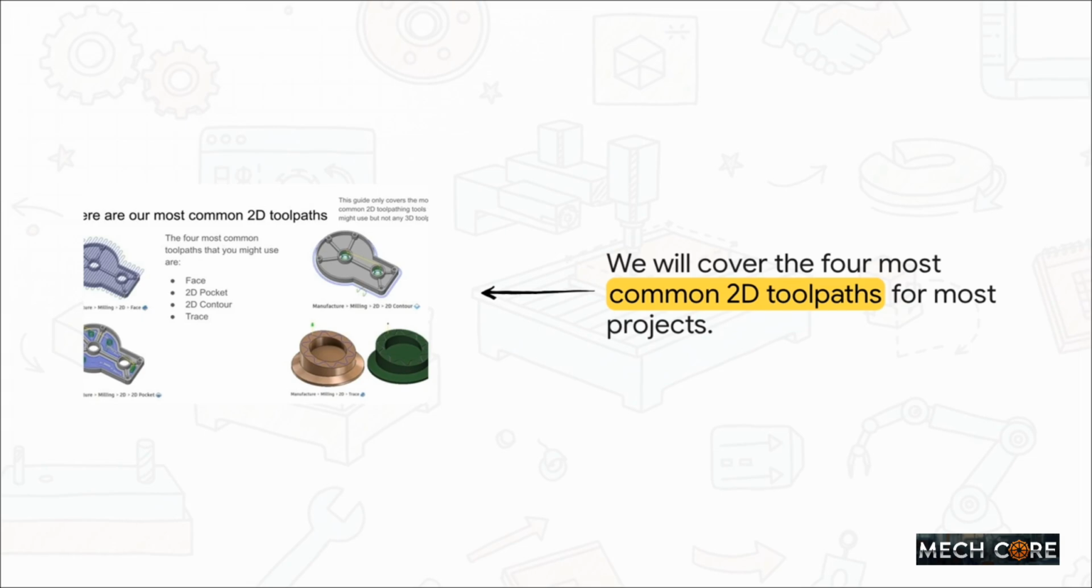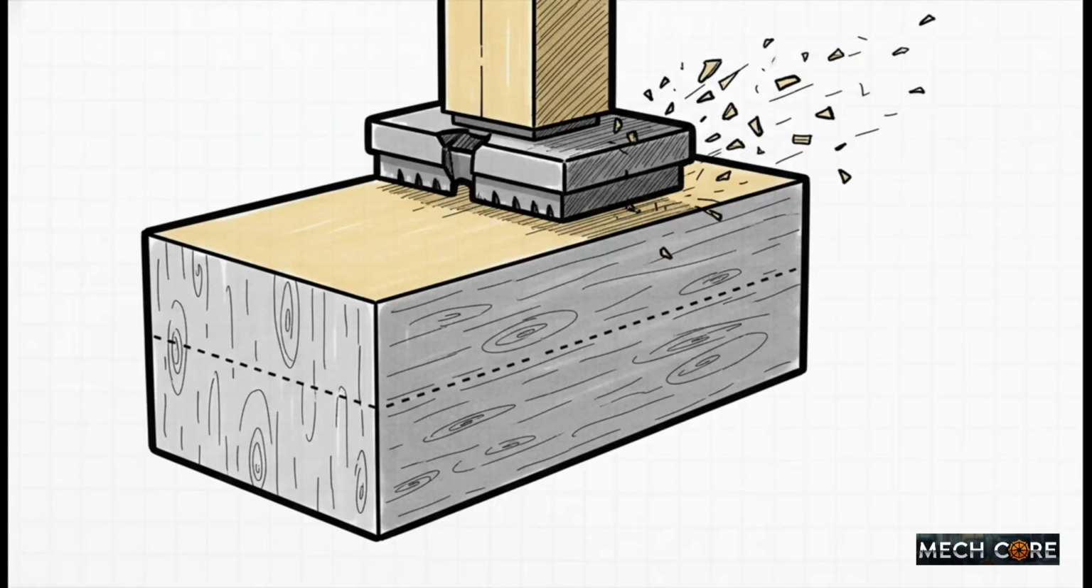For probably 90% of the projects you're going to do, you only need to know 4 basic 2D toolpaths. Let's walk through them. First up is the face toolpath. This one's super simple. You use it when your chunk of material is a little too thick. A face operation just sends the tool across the entire top surface to shave it down, making it perfectly flat and exactly the right height.